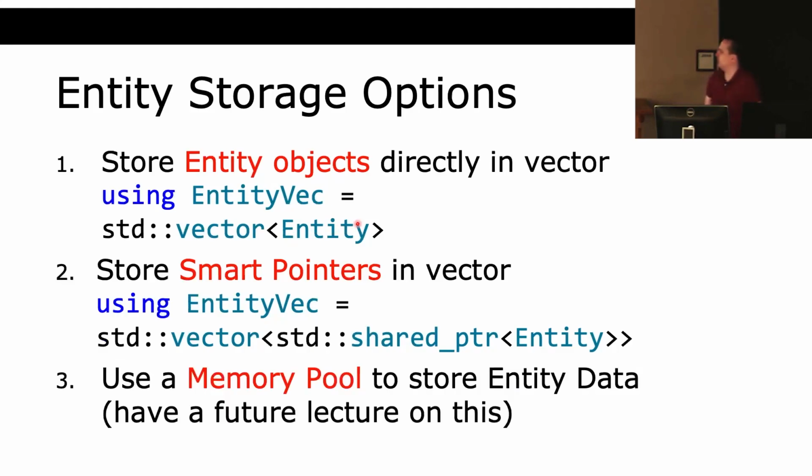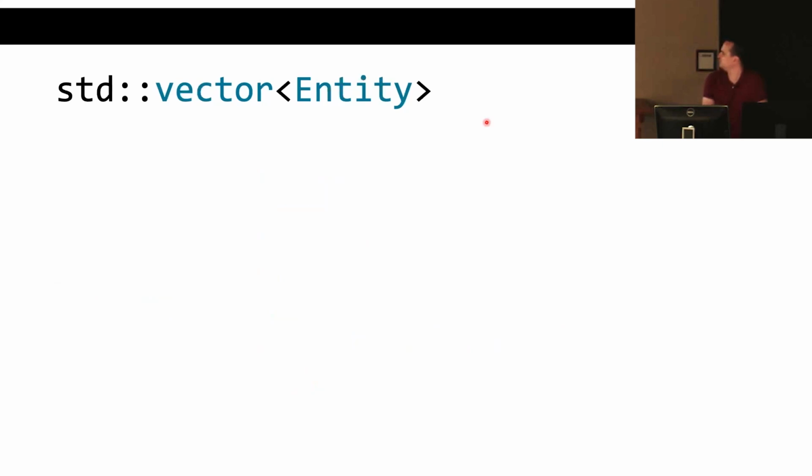The third way of doing it would be to use a memory pool to store entity data, in which the data for our entities is not stored in this vector at all. We'll get into this a bit later in the course. It turns out that this is what we would actually want to do if we had the time and the inclination to do so. So which of these are we going to do? Well, let's have a look at that.